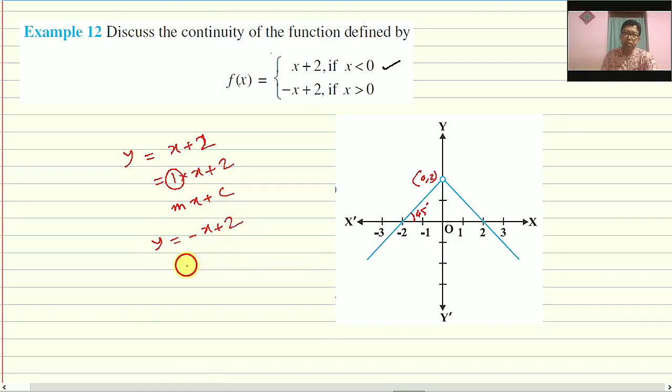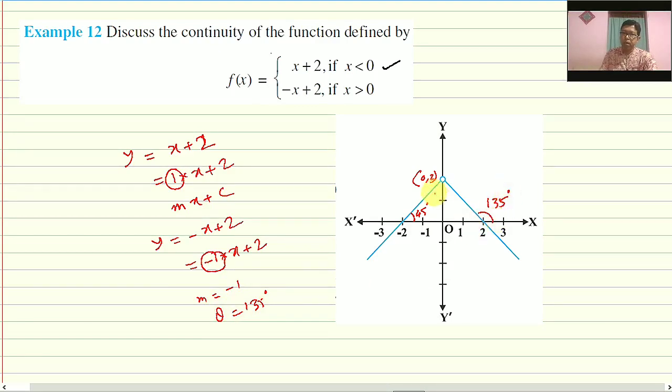This is minus 1 into x plus 2. Minus 1 is your slope, m is equal to minus 1. So theta is equal to 135 degrees, isn't it? So this angle is equal to 135 degrees.